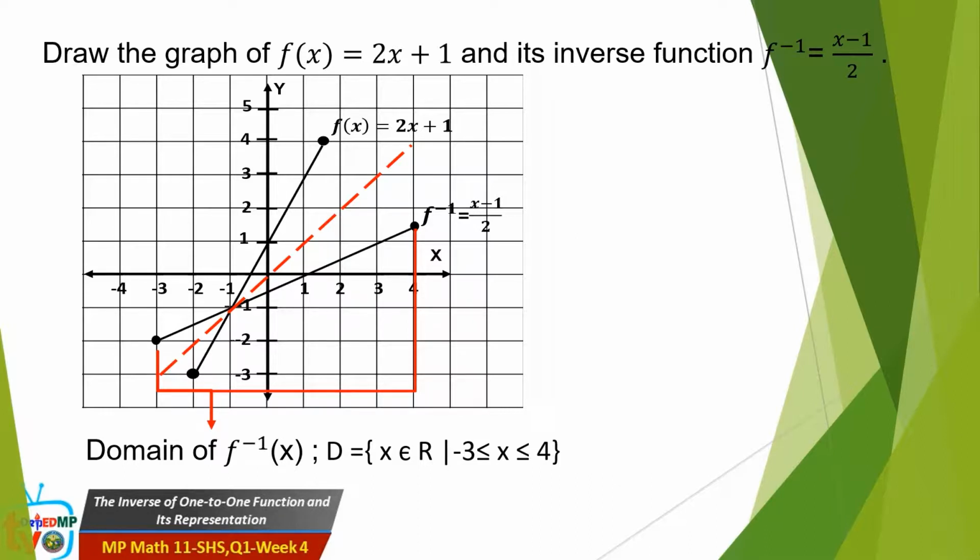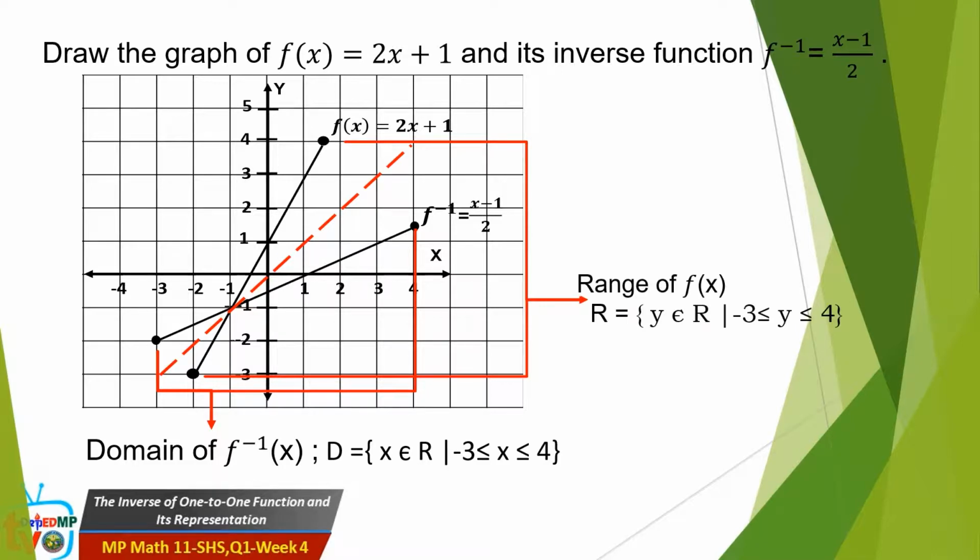Now, the range of the graph. These are values taken along the vertical axis, which is represented by the graph of function. Why? Because the range of function is higher than the range of inverse function. The range is a set of real numbers such that -3 is less than or equal to y, then y is less than or equal to positive 4.